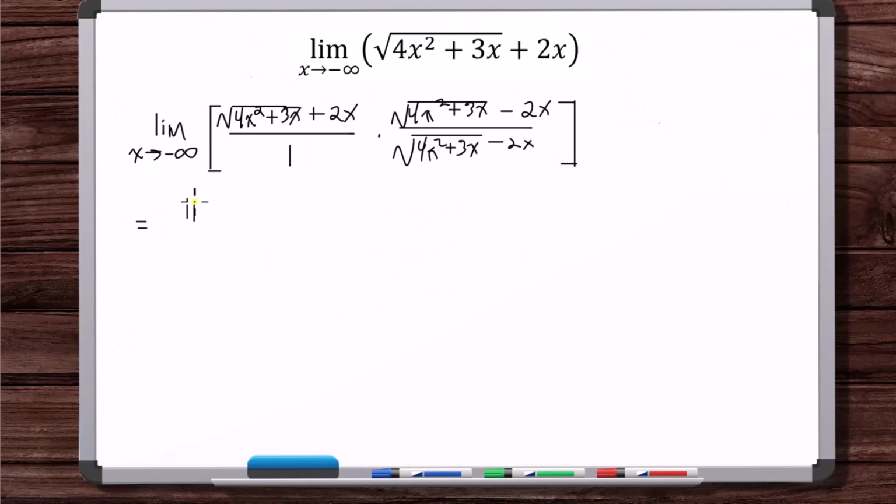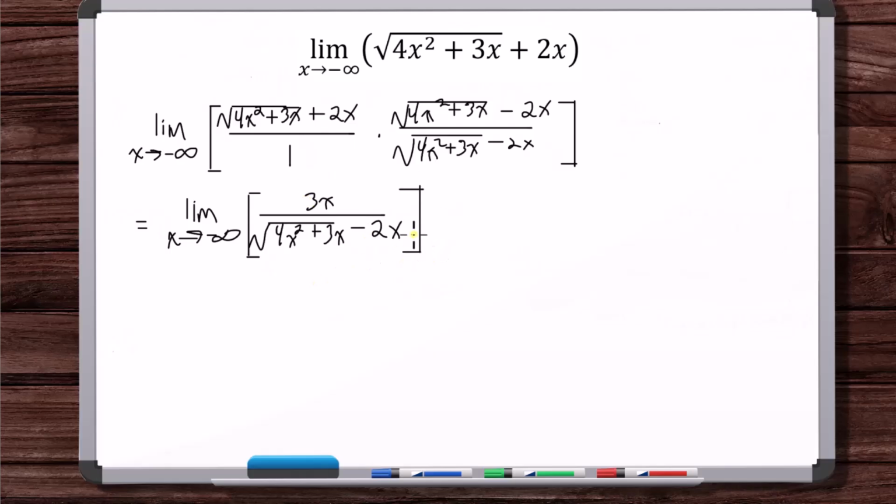Okay, so you've got 4x squared plus 3x and then minus 4x squared. So you just have 3x in the numerator. Okay. So, but now we still have an indeterminate form. This is still going to be an infinity minus infinity. We'll have some sort of infinity in the numerator.